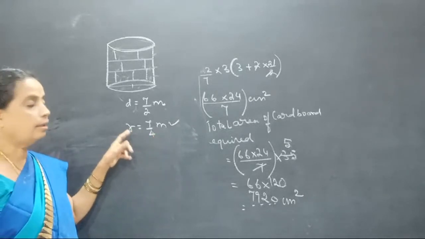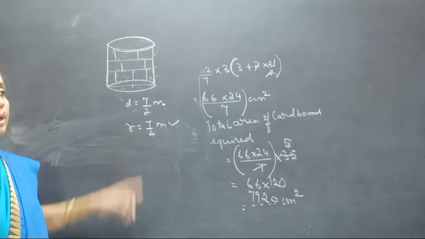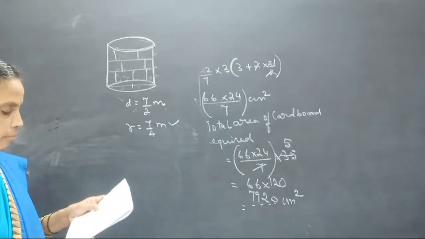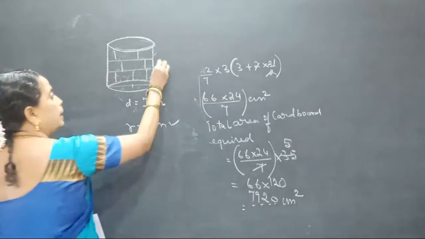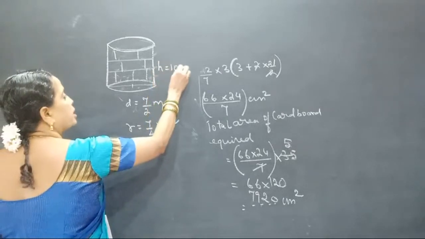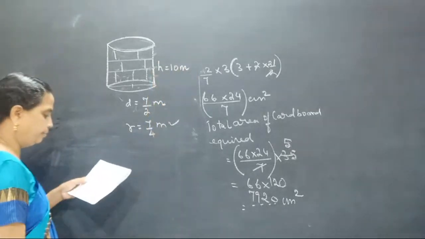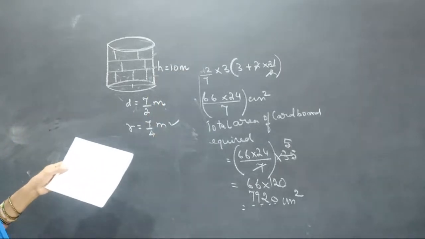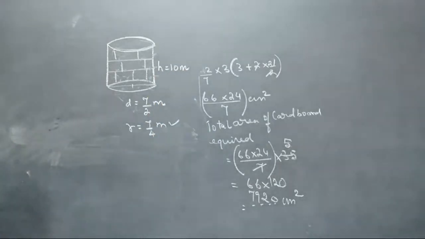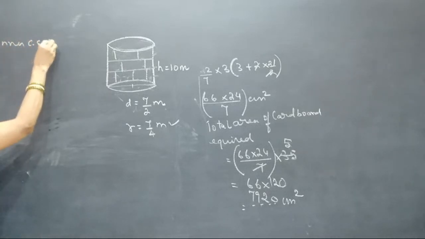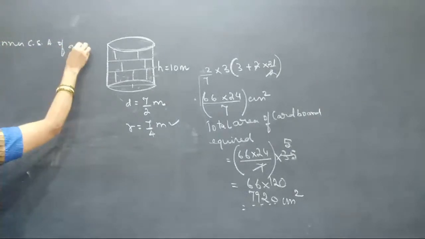So the inner diameter will become the inner radius. And 10 meter deep, that is h equals 10 meter. Find the inner curved surface area. We know the inner curved surface area of a well.